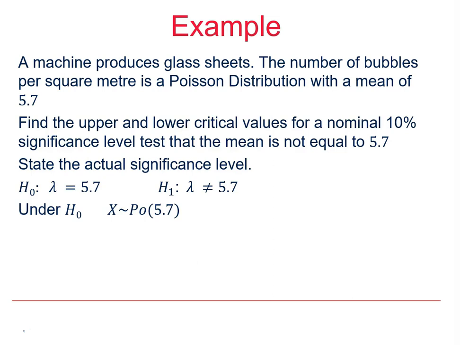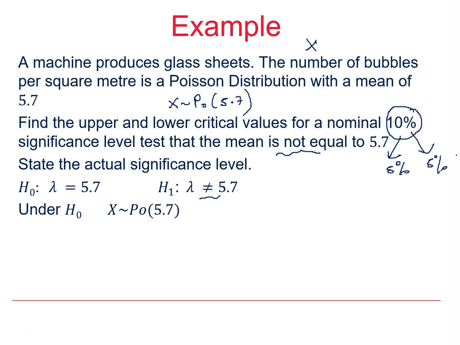So hopefully you identified the fact that X, our random variable, the number of bubbles per square meter, is modelled with the Poisson distribution, and under the null hypothesis the mean is 5.7. And our alternative hypothesis is the mean is not equal to 5.7. Our significance level is 10%, so we are looking at 5% or less for the probability in the lower tail, 5% or less for the probability in the upper tail.